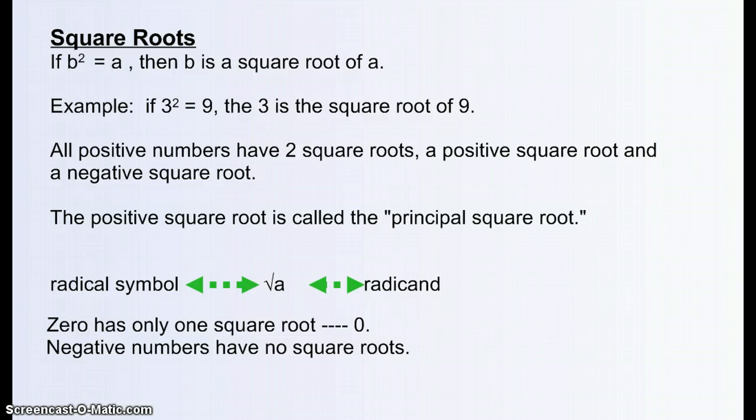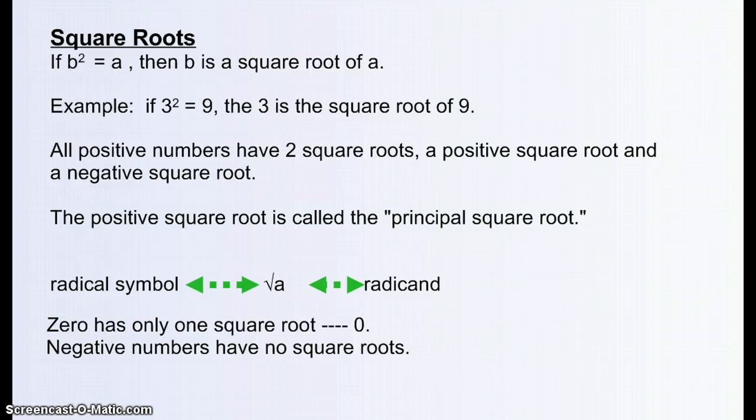Now, all positive numbers have two square roots, a positive square root and a negative square root. So if you were to take the square root of 25, for example, you could get positive 5 and negative 5, because 5 times 5 is 25 and negative 5 times negative 5 is 25. But the positive square root is always called the principal square root. That's the one we default to. So when I ask you for the square root of 25, normally I'm only looking for the principal square root, the positive value for the square root.